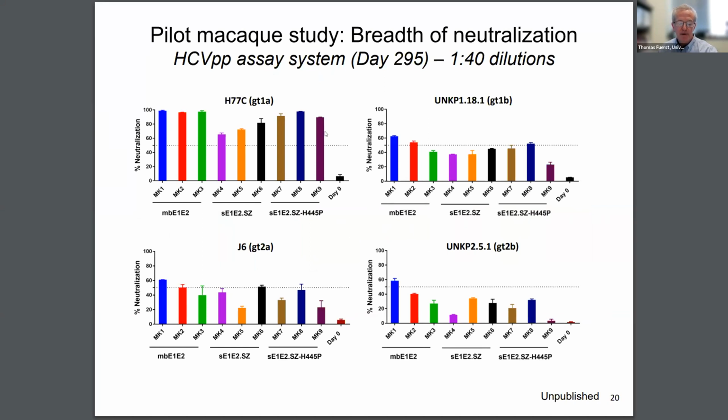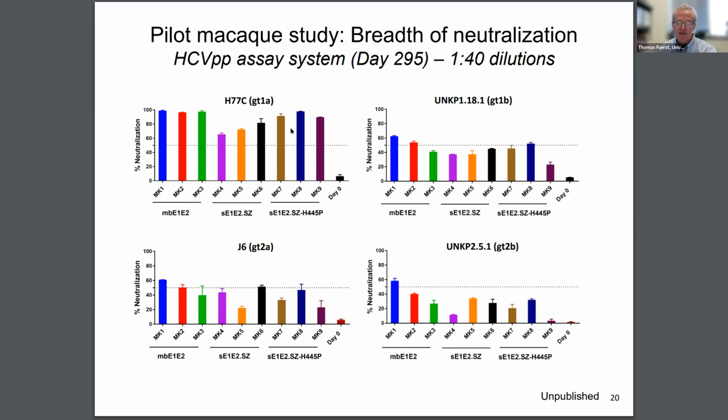Here we show individual macaque neutralizing antibody responses depicted as percent neutralization using a 1:40 dilution of serum. We see cross-neutralizing antibody titers across genotypes 1A, 1B, 2A, and 2B, the highest being to genotype H77 that is homologous to the vaccine. It was difficult to obtain ID50 values for most of the heterologous isolates due to the overall low neutralizing antibody levels.